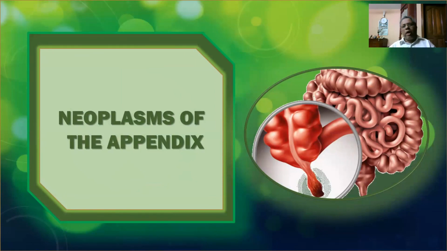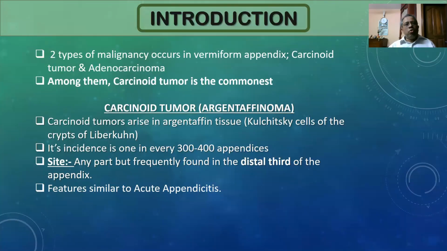What about the neoplasm of the appendix? Two types of malignancy occur in the vermiform appendix: one is carcinoid tumor, another is adenocarcinoma. Among them, carcinoid tumor is the commonest one. Carcinoid tumor, another name is argentaffinoma. Carcinoid tumors arise from argentaffin tissue, the Kulchitsky cells of the crypts of Lieberkuhn.